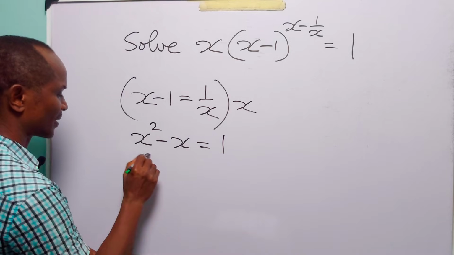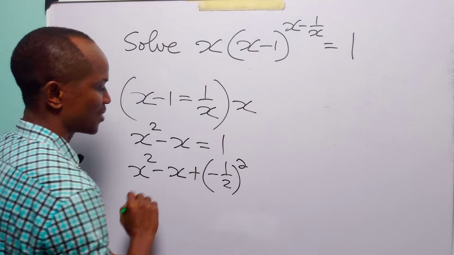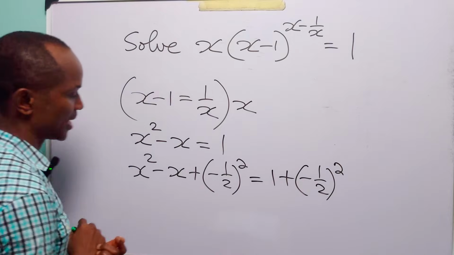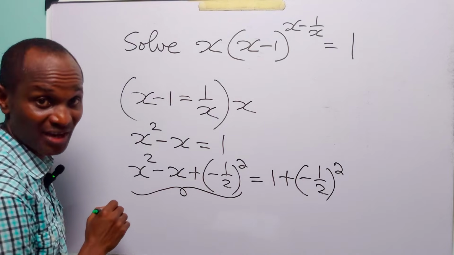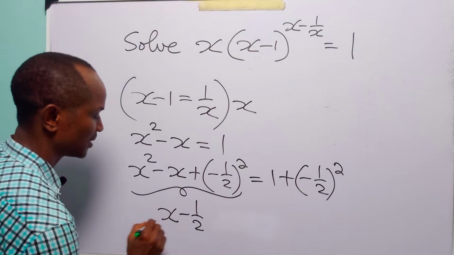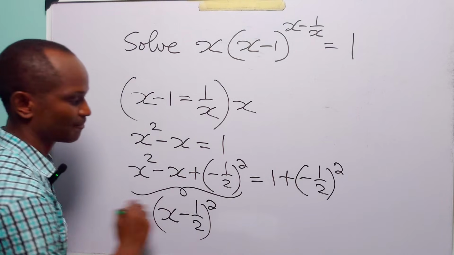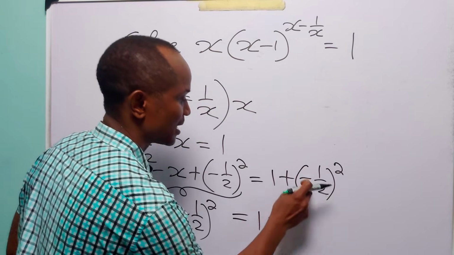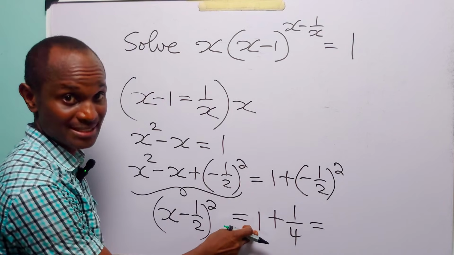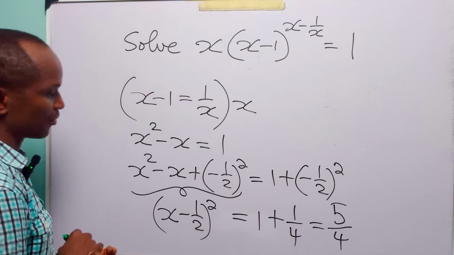So we have x² − x + (−1/2)² is equal to 1 + (−1/2)². Of course, you know that this is a perfect square. So we take 1x and we take 1 minus half and we square both. You know that when you expand this, you get exactly that. And this is equal to 1 plus (−1/2)², which is 1/4. 4 times 1 is 4. 4 plus 1 is 5. So this is equal to 5/4.